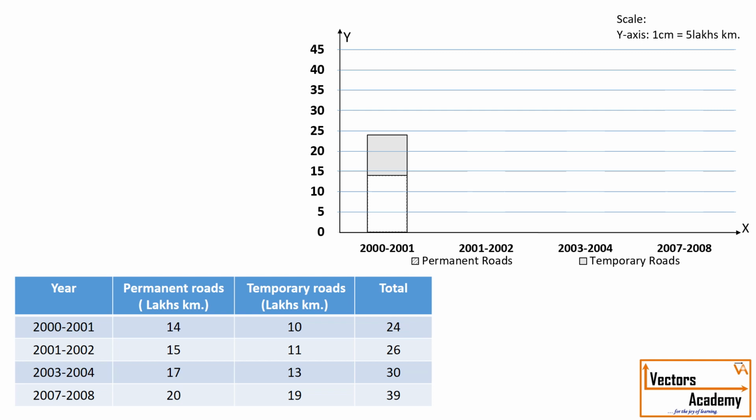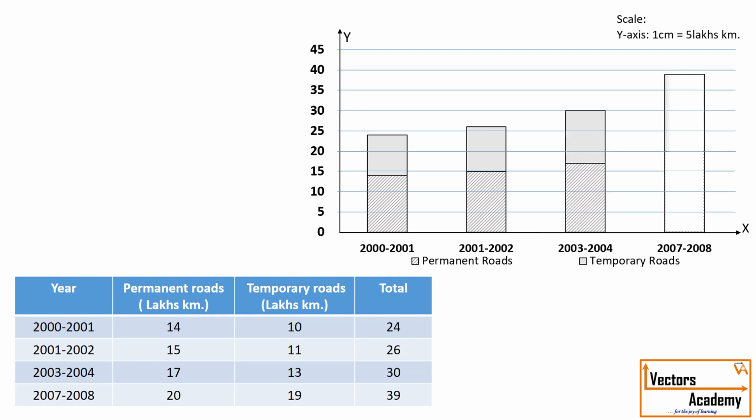In the same way, I'll continue with the next year as well. For the year 2001 to 2002, the total kilometer roads is 26, whereas the below portion represents the permanent roads, that is 15. In the same way, I have to complete the graph for the other 2 years as well. So this type of bar diagram, which is divided into two or more parts, is called a subdivided bar diagram.